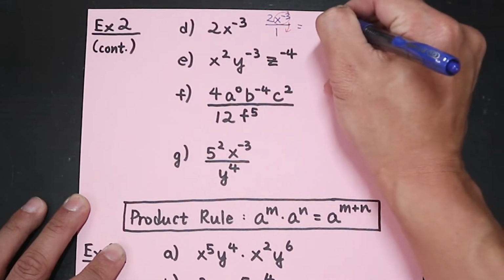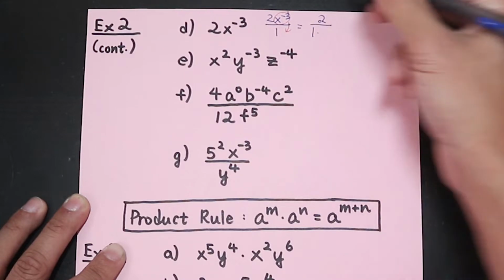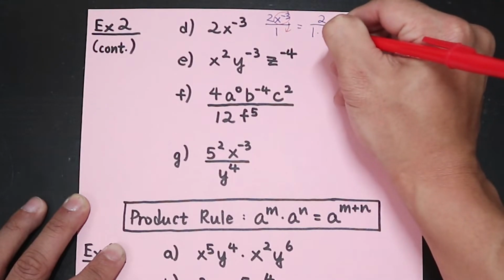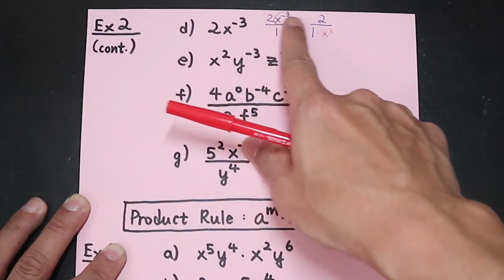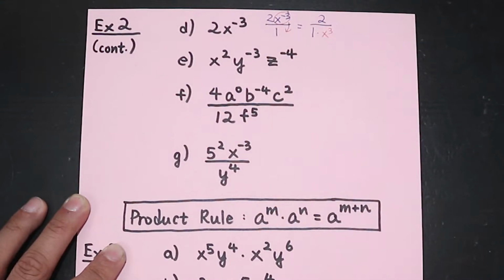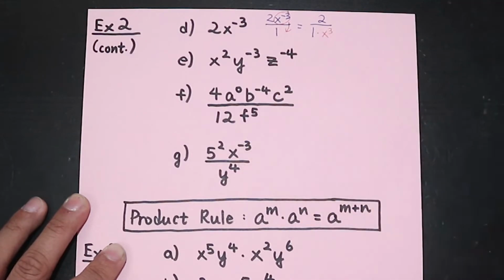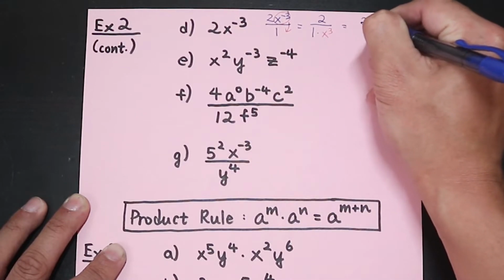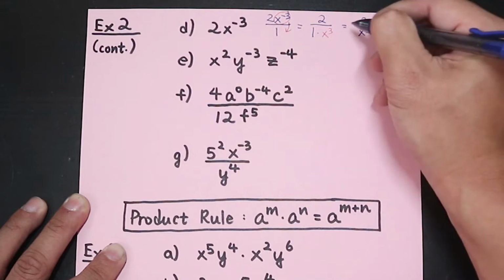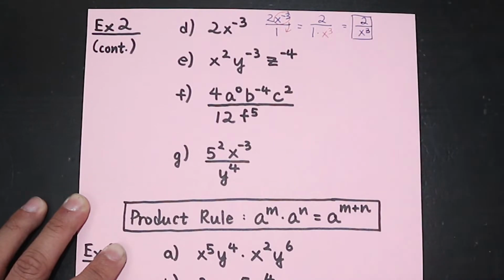So that just becomes 2, and then 1 times x to the third. You see the negative third power becomes a positive third power. And then from there, you're going to simplify the denominator. So 1 times x cubed is just x cubed. So you have 2 over x cubed, and then that's it. And then that's your final answer.